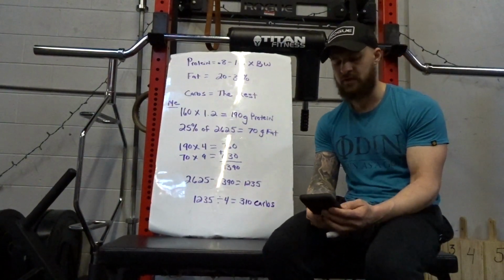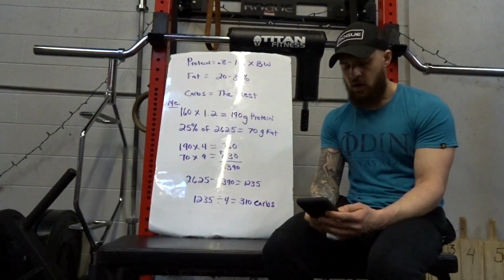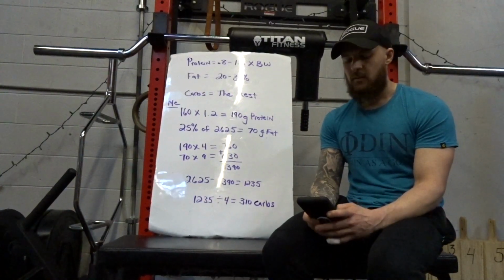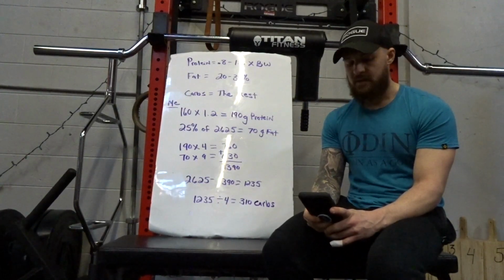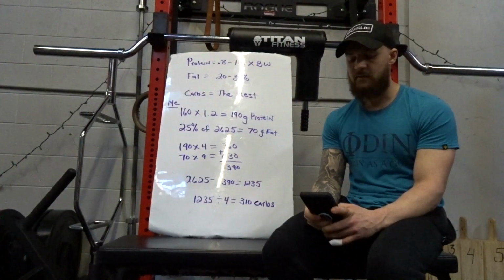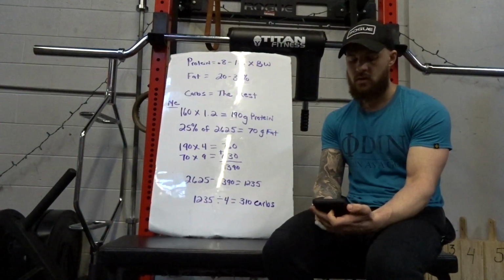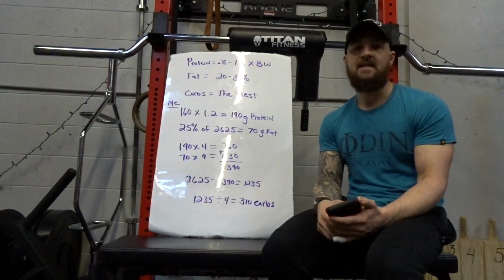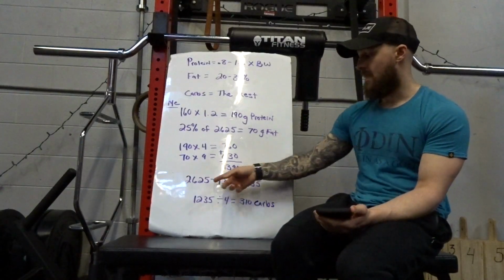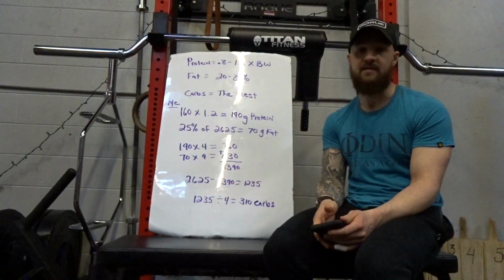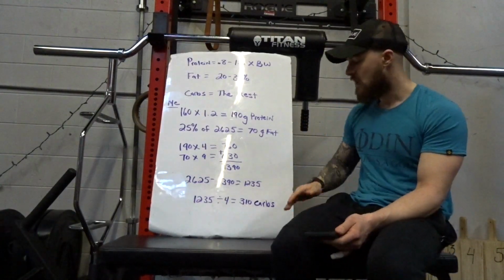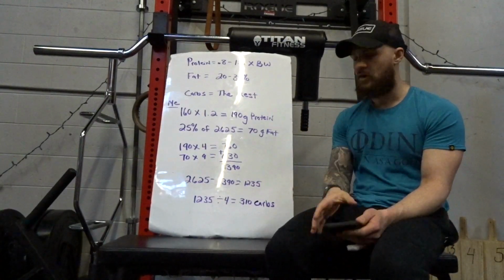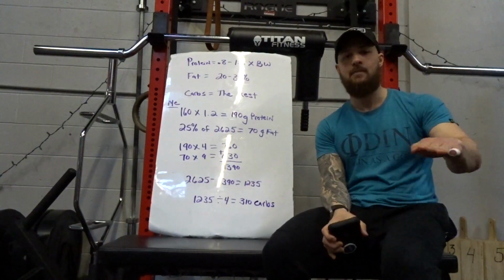Now, if I do the reverse math right here, if I do 310 multiplied by 4 plus 190 multiplied by 4 plus 70 multiplied by 9, that comes out to 2,630 calories. So my maintenance level was 2,625 calories. That's right on the button. 5 calories is nothing. I just burned it saying that sentence. So this math helped me figure out how many calories I need to maintain my body weight.